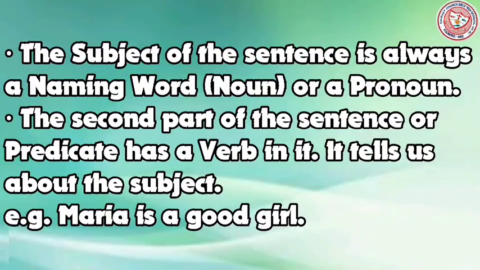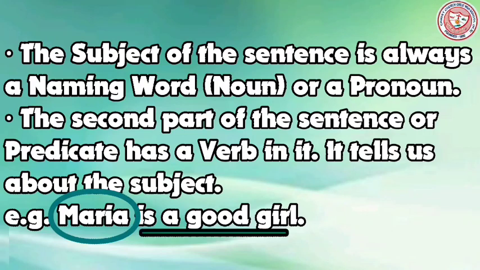In this sentence, Maria is a good girl, Maria is the subject of the sentence and it is a noun. Is a good girl is the predicate part. It has the verb is in it. It tells us about the subject Maria. Followed? Okay. Now I'd like to give you some more examples.